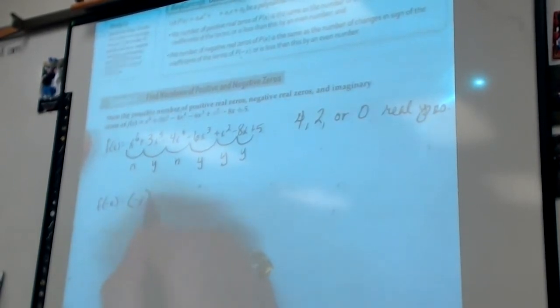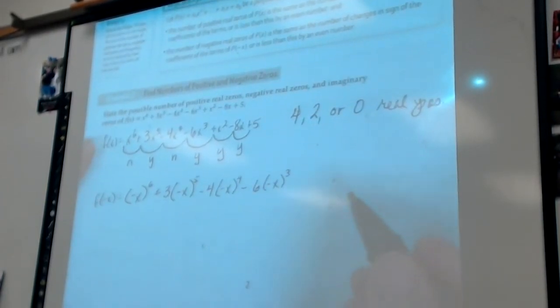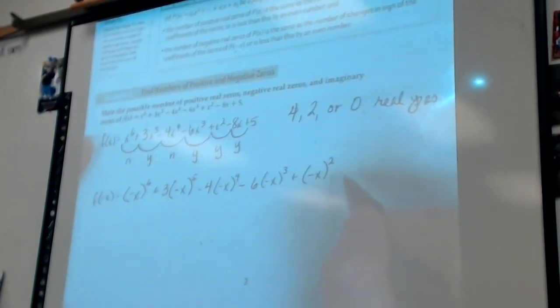So we'd have negative x raised to the 6th power plus 3 times negative x raised to the 5th power minus 4 times negative x raised to the 4th power minus 6 times negative x raised to the 3rd power plus negative x squared minus 8 times negative x plus 5.